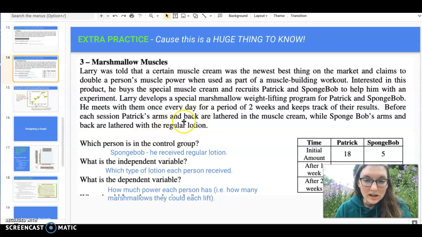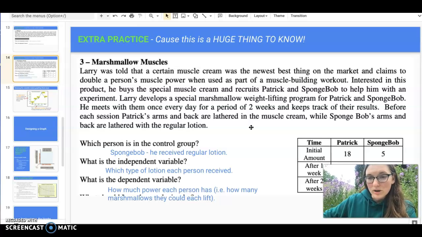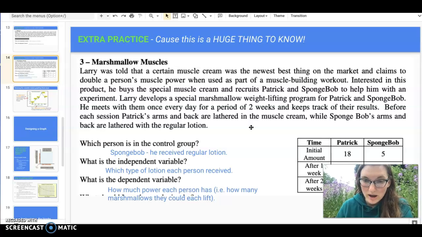So yeah, which person is in the control group? We want to know what happens if we don't change anything, right? So the control group is if everything is totally normal, if he gets just a regular cream or whatever, then what's going to happen there? So SpongeBob is in the control group.